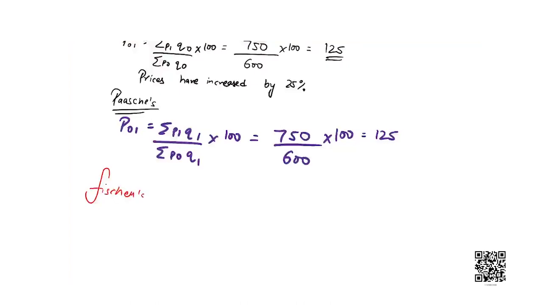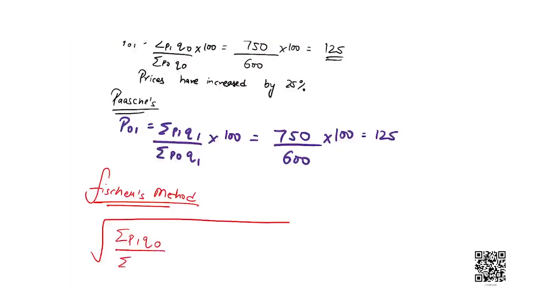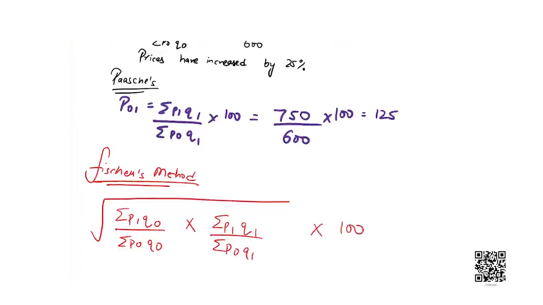Fisher's method. So according to Fisher's method, the formula is square root of sigma P1 Q0 upon sigma P0 Q0 multiplied with sigma P1 Q1 upon sigma P0 Q1 multiplied with 100, and this 100 is not in the square root.